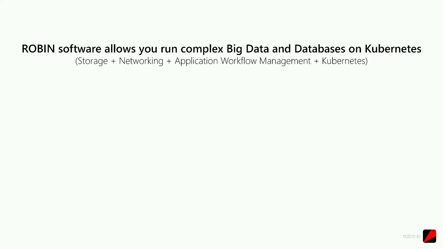Now, when it comes to Robin itself, we are about a 4-year-old startup based out of Silicon Valley. What we have done is that we have built a software that runs alongside Kubernetes, and it's a software that enables the deployment as well as the lifecycle management of these complex workloads, right?